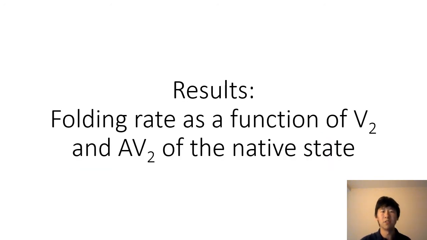Now, before we see the results, I want to quickly summarize our methods. Previous studies have determined the folding rate and the structure of the native state of a set of proteins. So we model the folded protein as an open knot, and then approximate V2, which is a measure of complexity of the shape, for all proteins in that dataset. And finally, we plot the folding rate against V2.